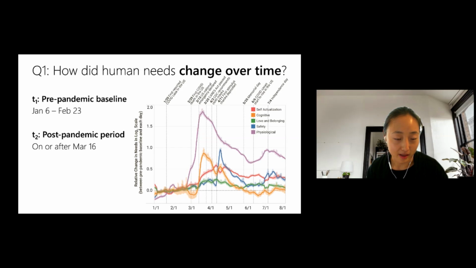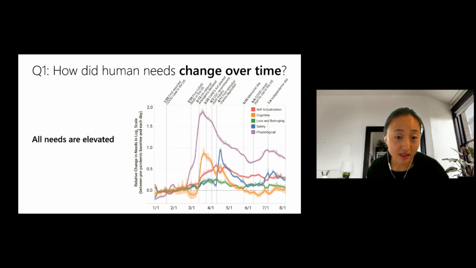And remember, with log base 2 scale, relative change of 0 means that there has been no change. Relative change of 1 means that the needs have been doubled. -1 means that the needs have been halved. And vertical dotted lines represent notable events. At a glance, all needs are elevated after March 1st, with physiological needs being most impacted.